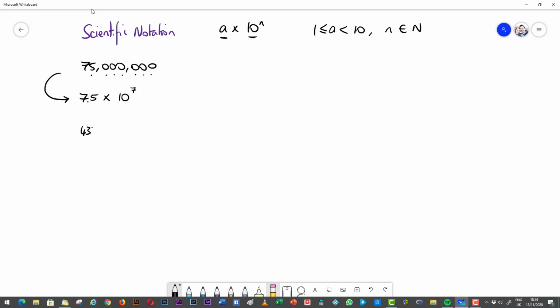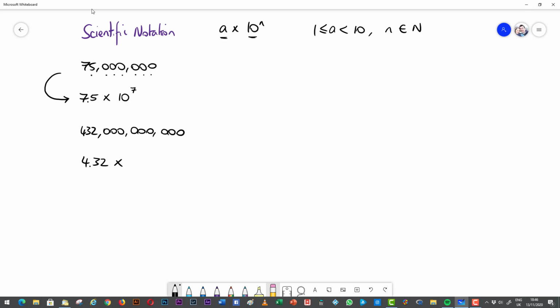Let's do 432 billion. So this time we have 9 zeros. So again, we need to choose a number between 1 and 10. So the first digit in this big number, 432 billion, is 4. So we write down the 4, and then a decimal place. Because we want a number between 1 and 10, there has to be a decimal after the first digit. Now, are there any digits after the 4? Any non-zero digits, that is? So we have a 3 and a 2, so we'll write them down as well.